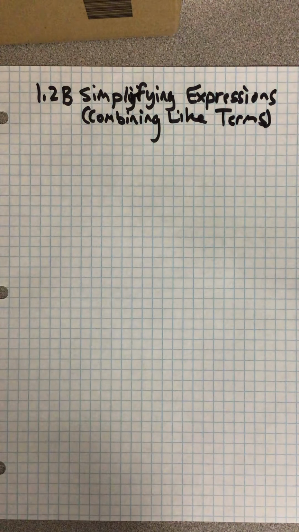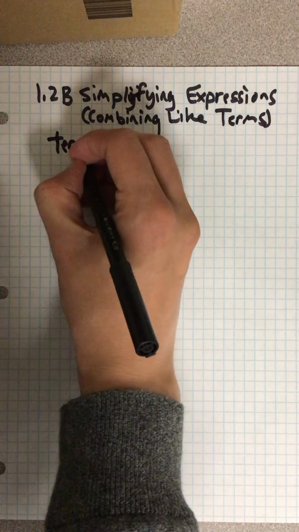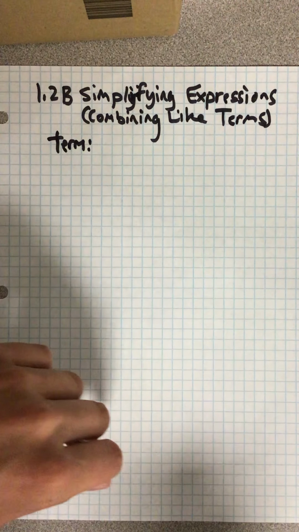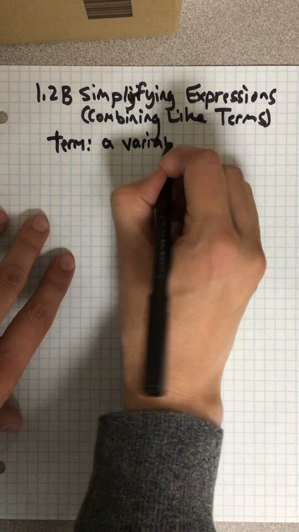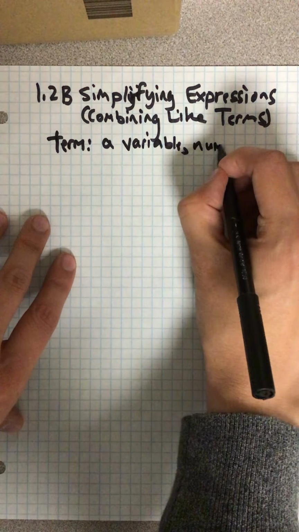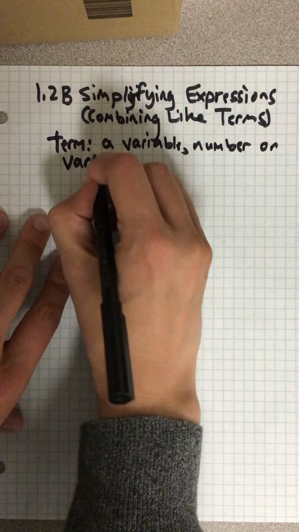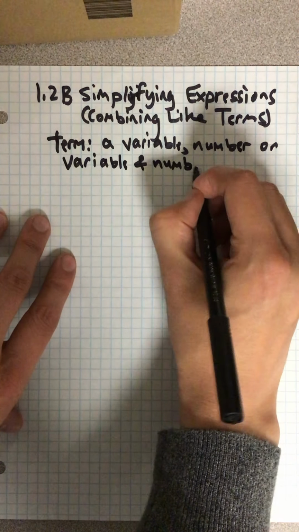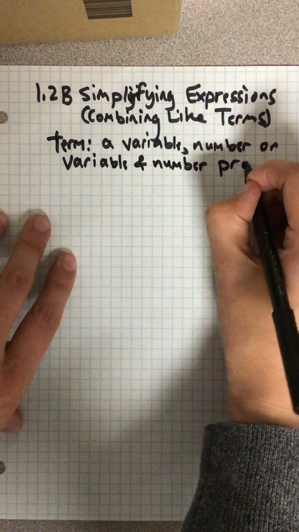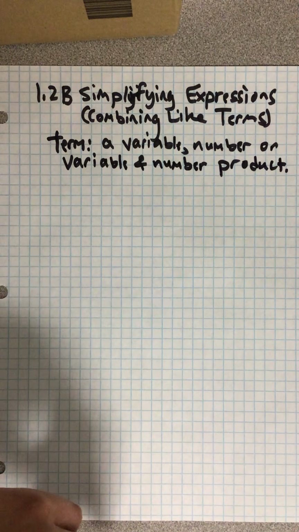We first need to define some stuff, and the first thing we need to define is, of course, what is a term? This is a word that I'm going to be using really frequently. A term is a variable, number, or variable and number product. Product is a word that means literally just multiplication. So we're looking at a number, a variable, or some combination of the two.